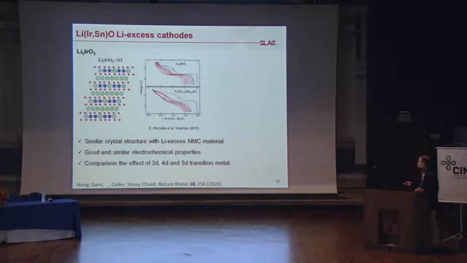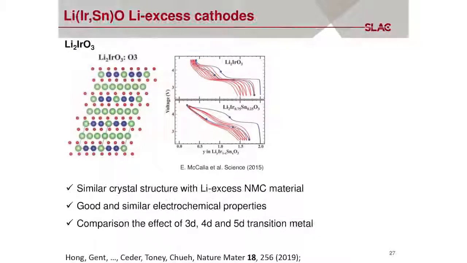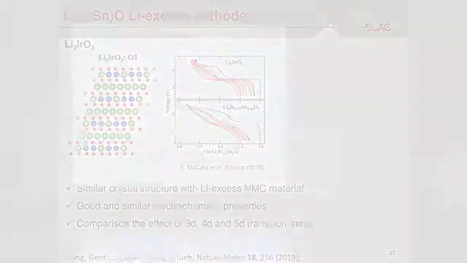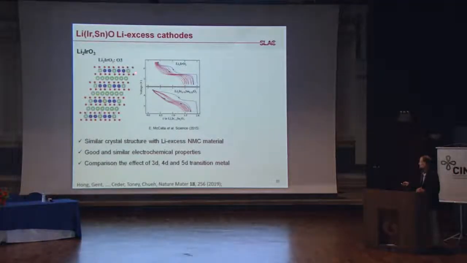So we've done a bunch of work on this. I'm going to focus on lithium iridium oxide. It's a beautiful material. Unfortunately, iridium is one of the most expensive elements around, so it's not ever going to make a practical battery. But it adopts the same layered structure as the more conventional 3D transition metal battery layered oxides. Here's the lithium, here's the iridium in blue, and then the lithium again in green. So the crystal structure is the same as the lithium-excess conventional materials. It has extremely good electrochemical properties.